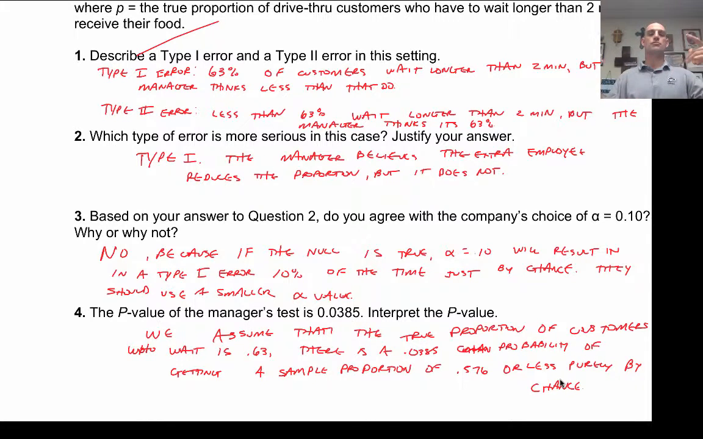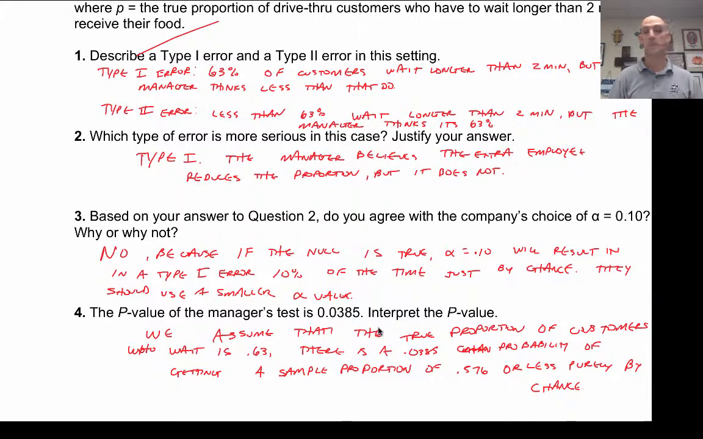If the null is true, then an alpha value of 0.10, I'm popping back up here, will result in a type 1 error 10% of the time, just by chance. So they should use a smaller alpha value. That's why we put alpha at this lower level, because we want to be able to catch the fact that we have a type 1 error in a case like this more often, because we don't want to make that mistake and falsely assume that in this case, putting this extra person on lowers our time of waiting, okay?